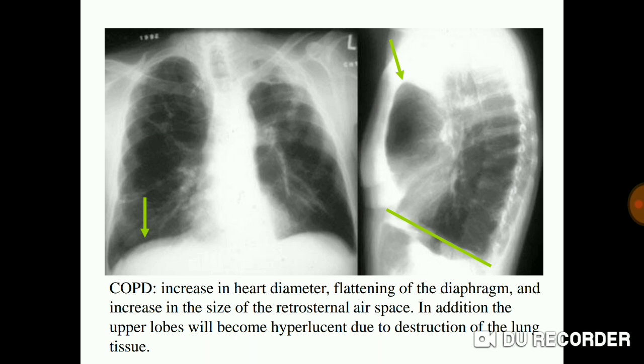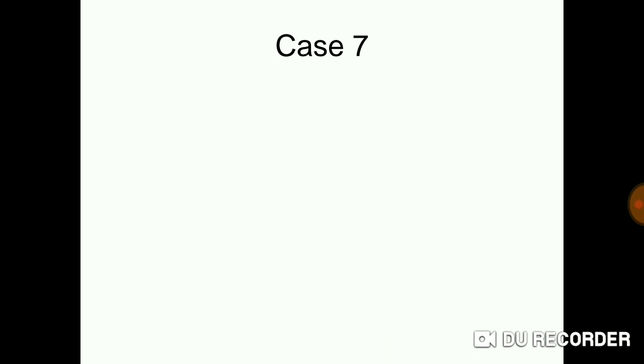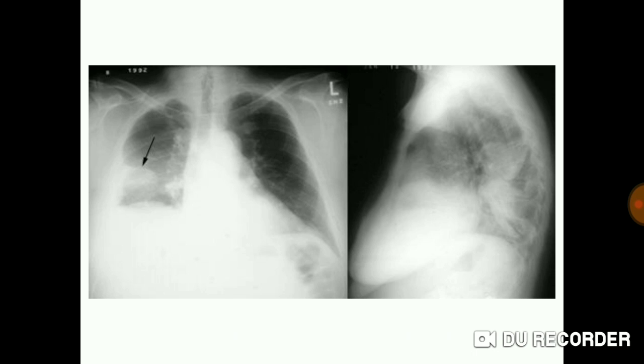COPD: increase in heart diameter, flattening of the diaphragm, and increase in size of the retrosternal air space. In addition, the upper lobes will become hyperlucent due to destruction of the lung tissues. Chronic emphysema effect on the lungs. You can see. Case 7.